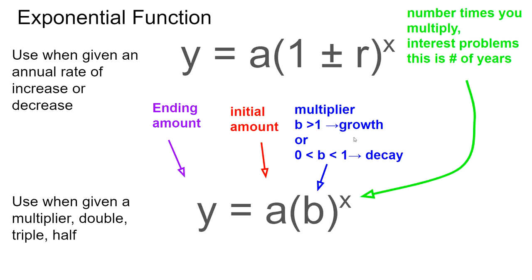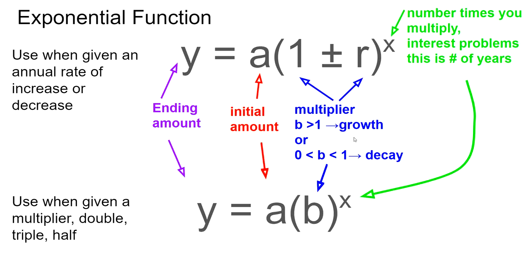And in that case, we're going to use this top formula. Now, that's very similar. It's got an ending amount of Y, just like our other one did. And it's got an initial amount of A, just like our other one did. The difference is there is no multiplier.